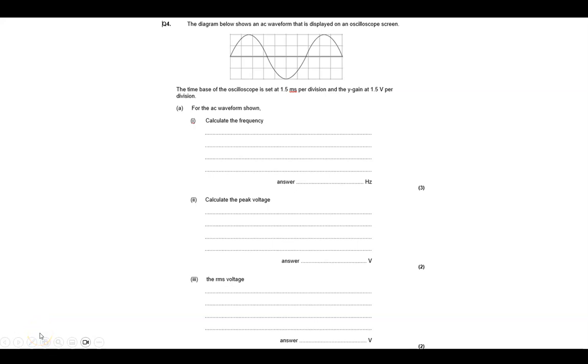The diagram shows an AC waveform that's displayed on the oscilloscope screen. The time base on this scope is 1.5 milliseconds per division, and the Y gain is 1.5 volts per division. For the AC waveform shown, we've got to calculate the frequency, the peak voltage, and the RMS. Okay, so here we go.